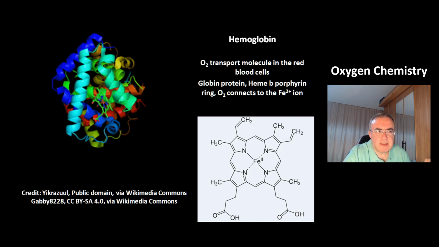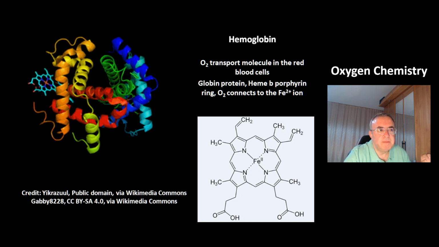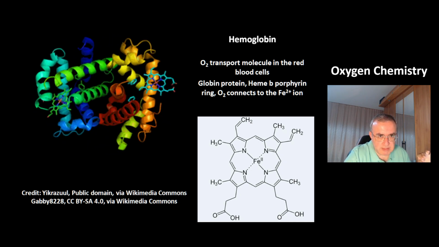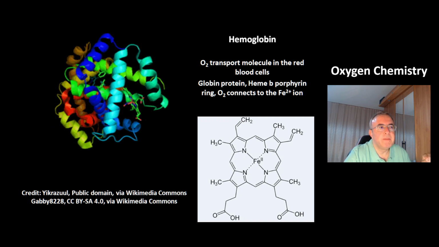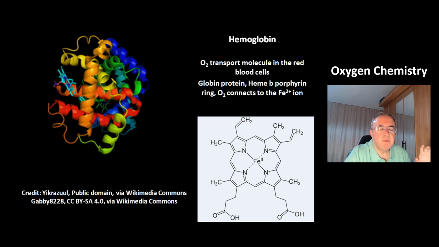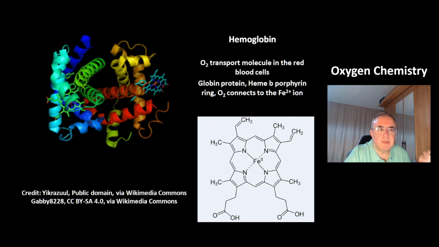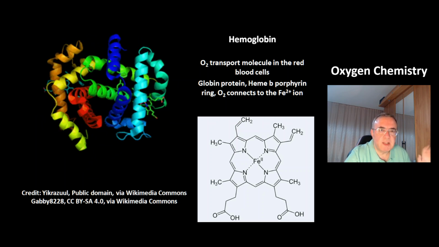At the right, you can see the structure of this molecule. It's an aromatic compound. It's a central iron 2 ion, and the oxygen molecule is connected to the central iron 2 ion for transport.